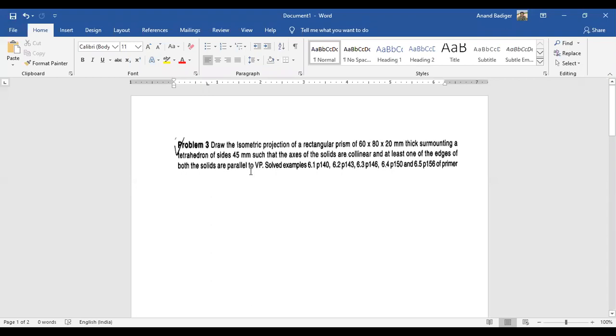So here there are two solids. The first solid is a rectangular prism which is 60 cross 80, length into breadth, and its thickness is 20 mm, and this is surmounting a tetrahedron. So on top of this there is a tetrahedron whose sides are 45 mm, such that the axes of the solids are collinear. It means the axis of the rectangular prism as well as the tetrahedron are both in the same line, and at least one of the edges of both the solids are parallel. So we have to make sure that at least one edge of both the solids are parallel to one another. That is what the question says.